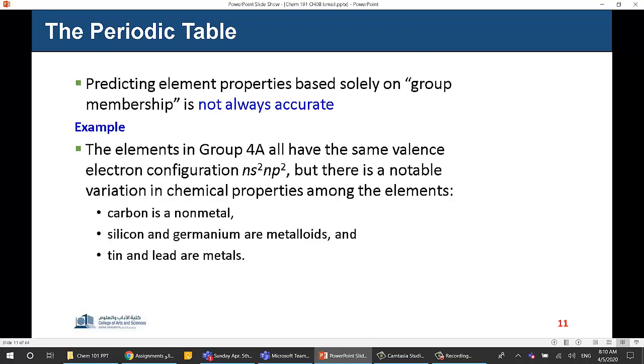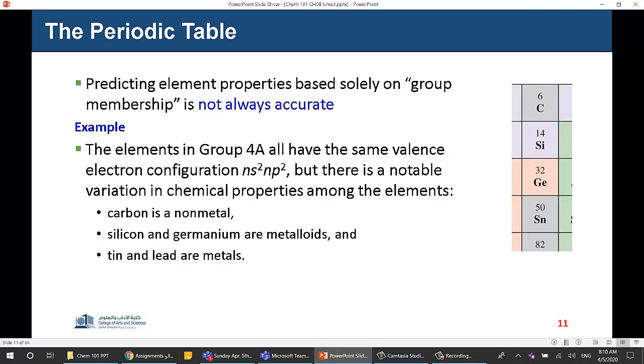So he's talking about group 4A here, which ends up with ns2 np2, but these are not all the same. Carbon is a non-metal. Silicon is a metalloid, something between metal and non-metal, and germanium is also a metalloid. But if you go down to tin and lead, which are lower in the group, these are actually metals.